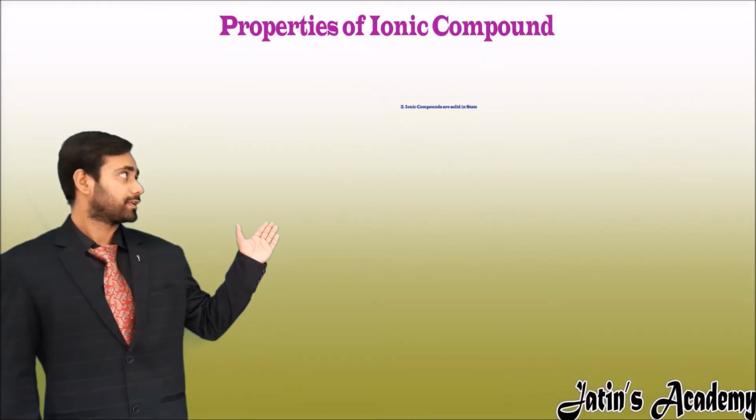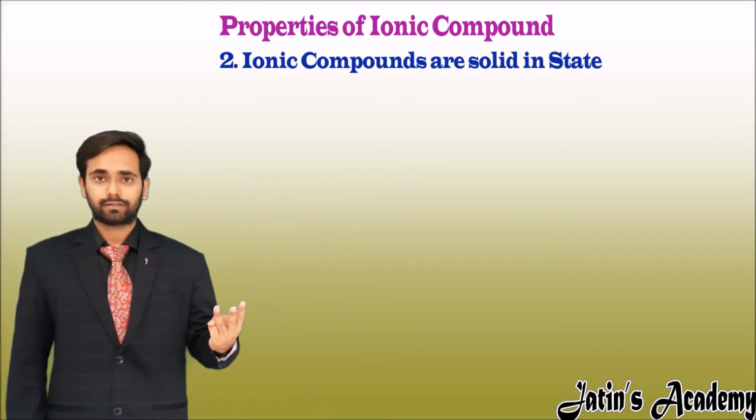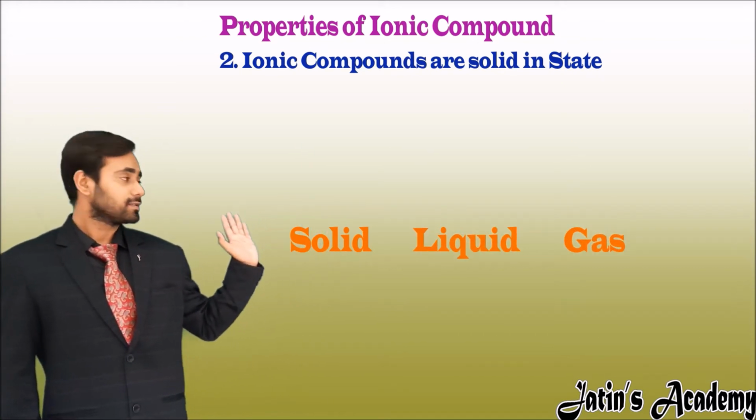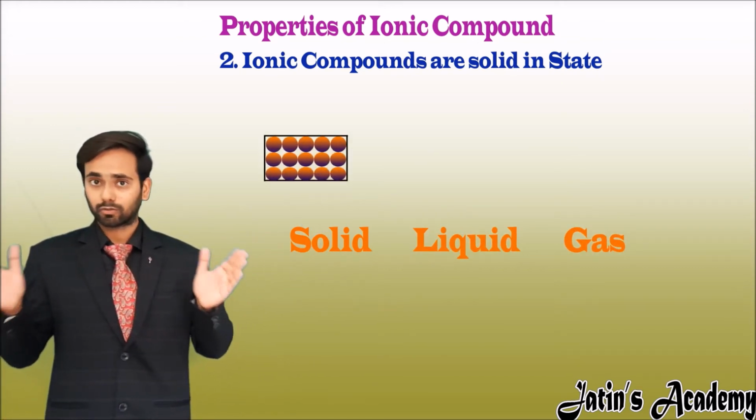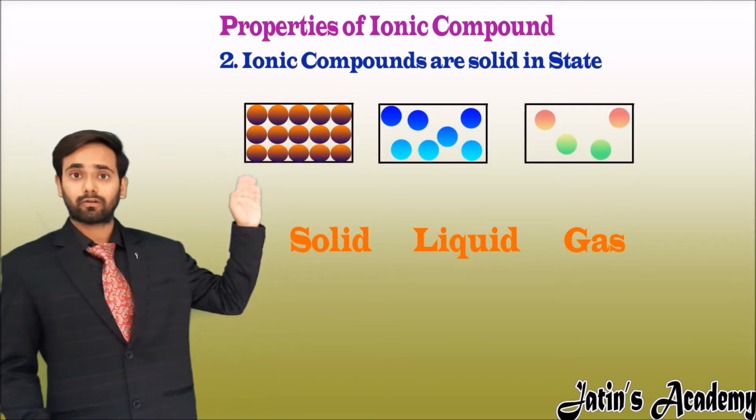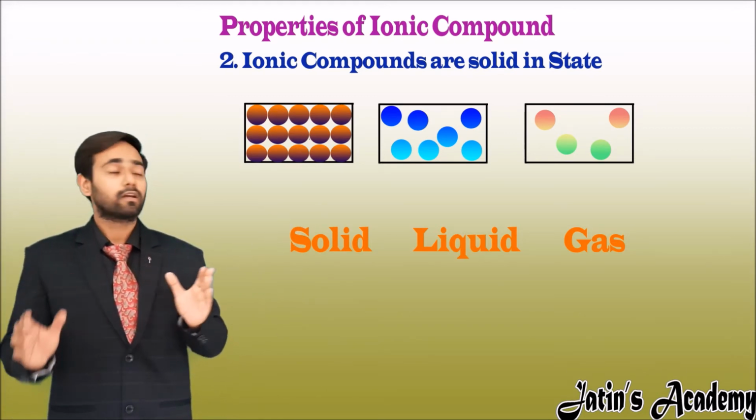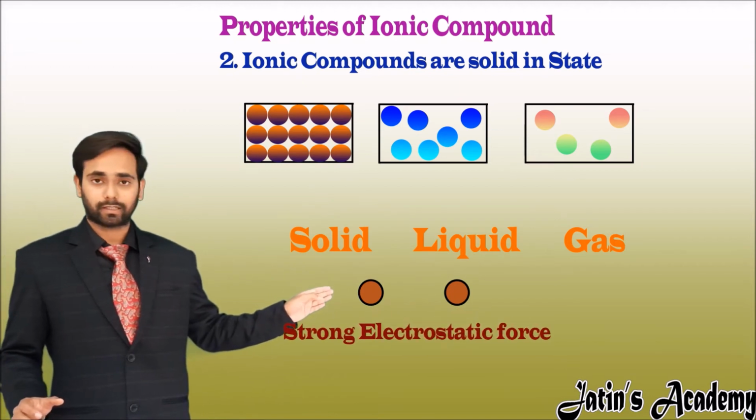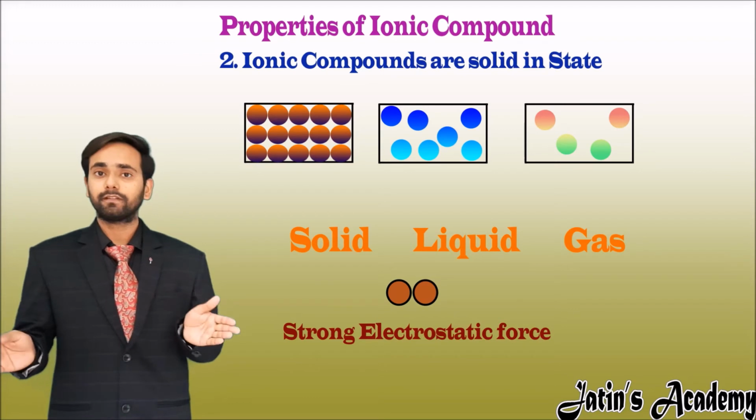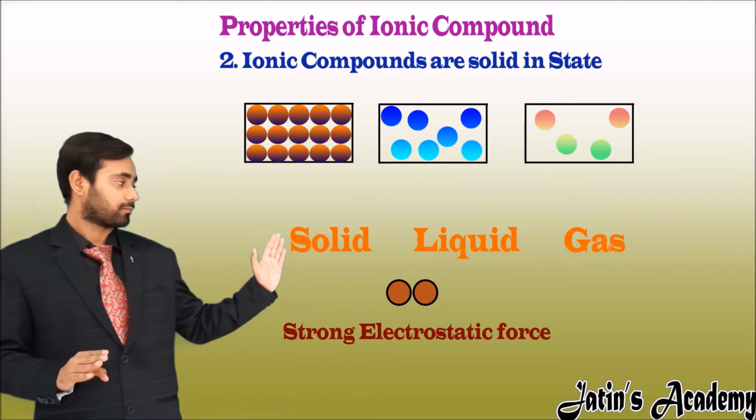Our second point is ionic compounds are solid in state. We know the 3 states of matter: solid state, liquid state and gaseous state. In solid state, atoms are closely packed with each other, and it is the same with ionic compounds. Ionic compounds are formed by strong electrostatic force. When they are formed by strong electrostatic force, the atoms come together very closely. If they come together very closely, then there is a formation of solid.